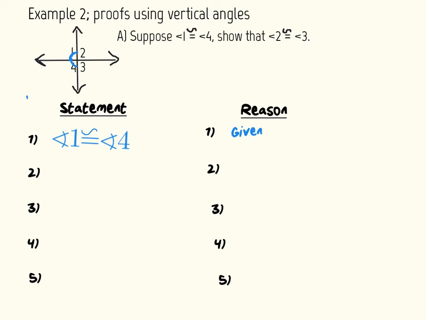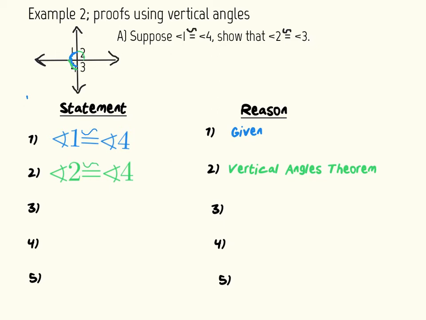The next thing we're going to look at is what else can we say based on this picture and those two facts. Well, I can go a step further and say that angle 2 is congruent to angle 4. Why would that be? Well, they are vertical angles, so that's the reasoning there. Angle 2 is congruent to angle 4 by the vertical angles theorem.